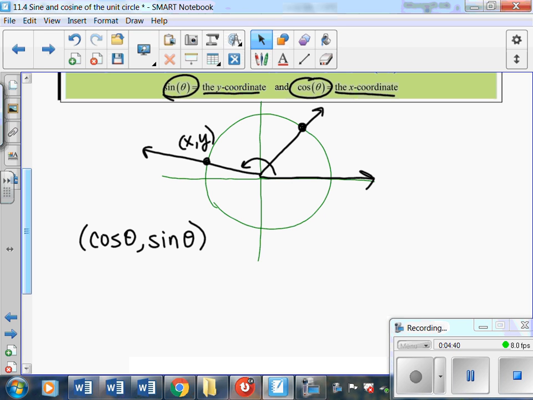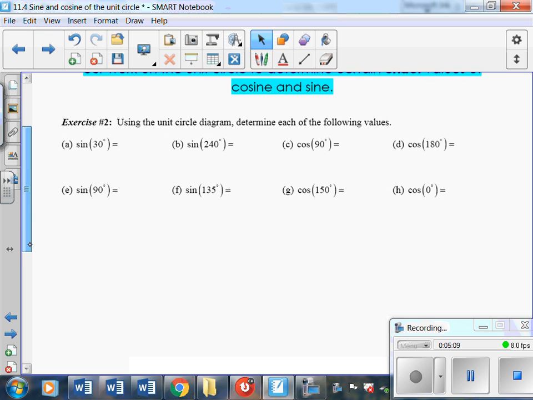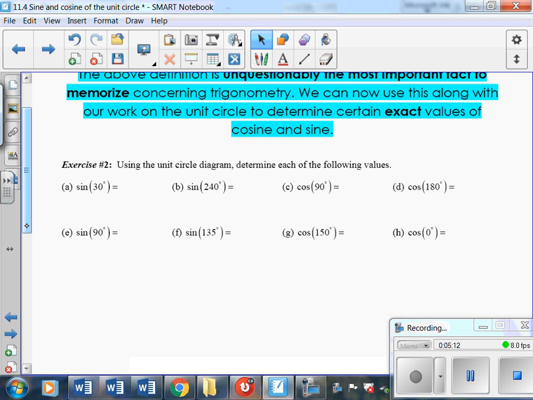So this definition is unquestionably the most important fact to memorize concerning trigonometry. We can now use this along with our work on the unit circle to determine certain exact values of sine and cosine. Now, sometimes you'll be asked for exact, which means that we need these certain angles to find those exact values. When you don't have certain angles, you're going to have to use your calculator and then estimate or approximate your angles based on what your calculator gives you. And we'll talk about that a little bit later.